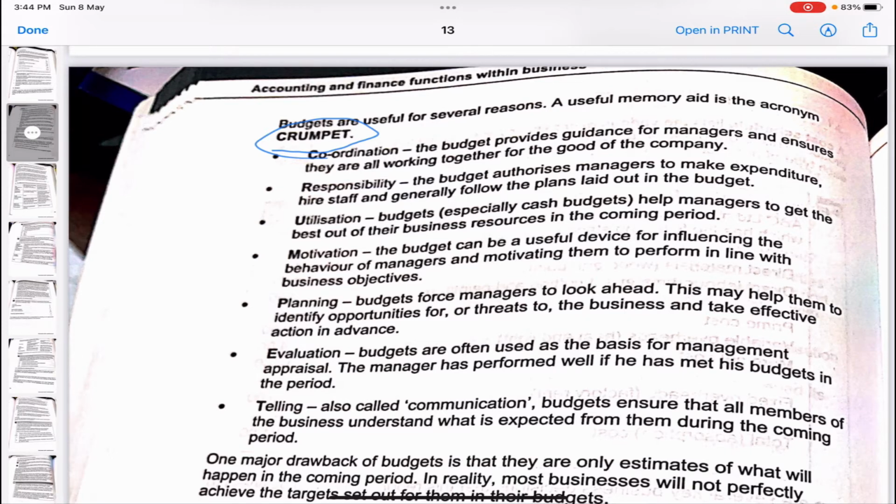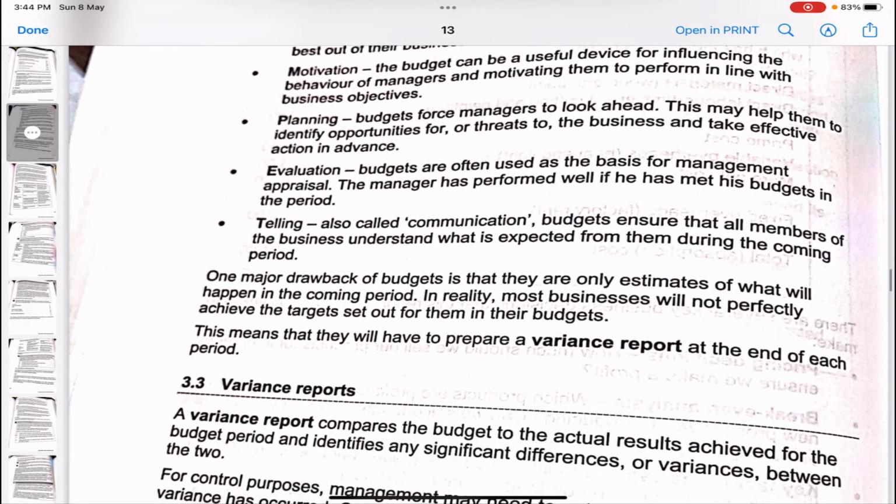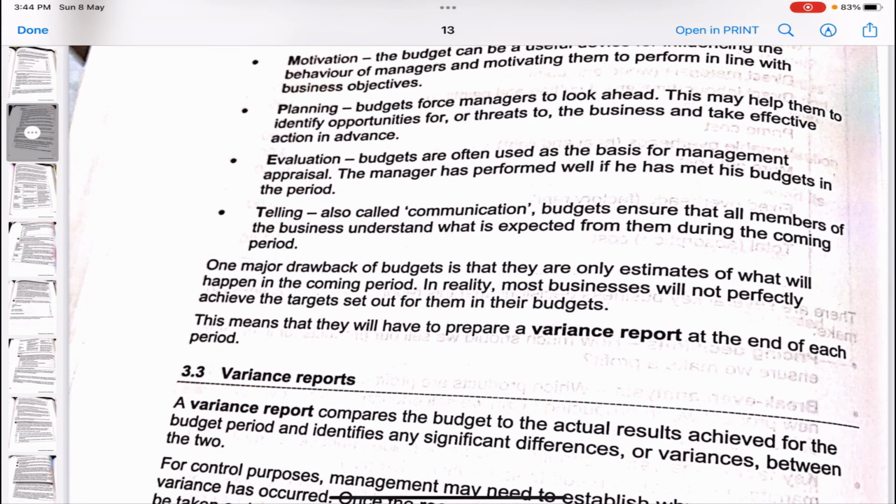Moving on, we have motivation. The budget can be a useful device for influencing the behavior of managers and motivating them to perform in line with the business objectives. And then planning. Budgets force the managers to look ahead so we can find out opportunities, threats, etc. and take action. And then we have evaluation. So budgets are often used as the basis for the management appraisal. The manager has performed well if he has met his budgets in the period.